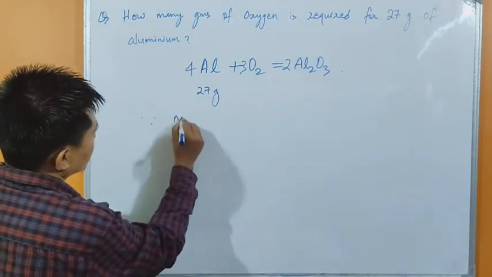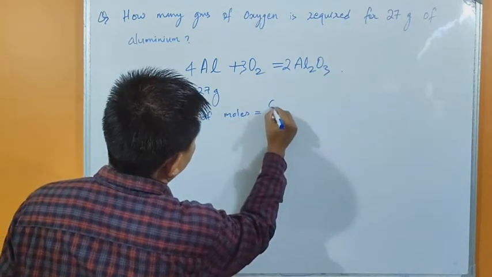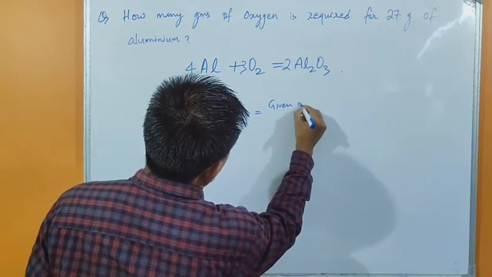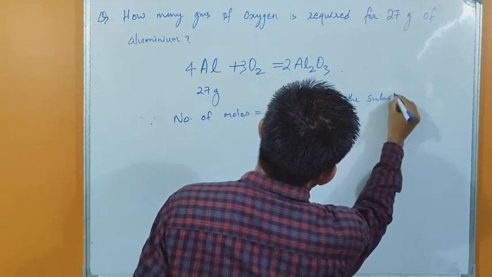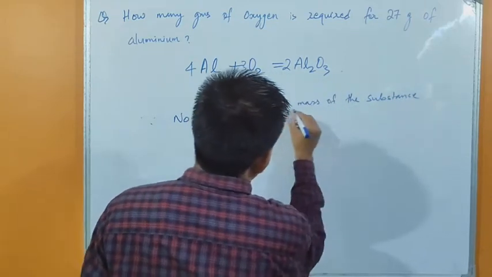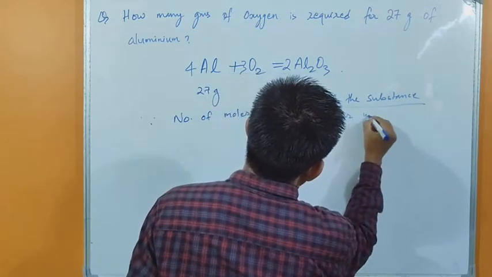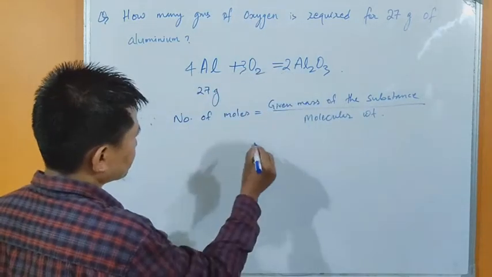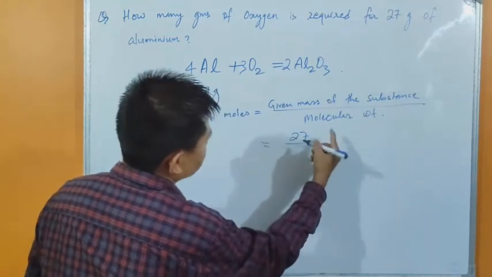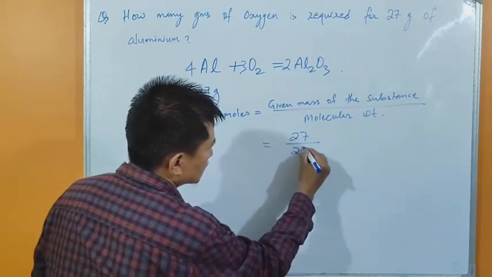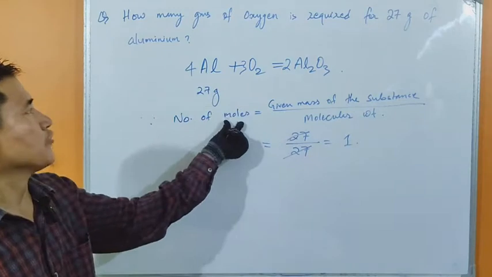Since the number of moles equals the given mass of the substance divided by molecular weight, isn't it? So the given mass of the substance is how much? 27 grams, and the molecular weight of aluminium is 27. So the number of moles is 1. The number of moles of aluminium is 1.